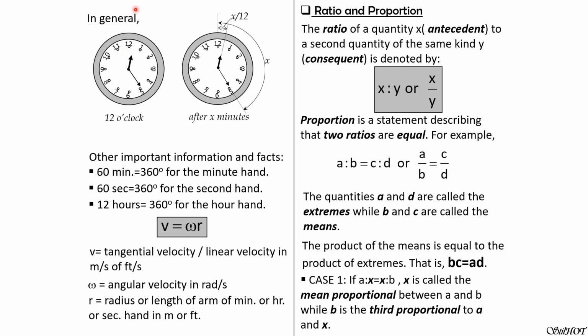Then let's proceed to case 2. If A as to B equals C as to D, D is called the fourth proportional to A, B, and C. Take note, it's common sense, of course, if the quantities are denoted by different symbols A, B, C, and D, D is the fourth proportional to A, B, and C.